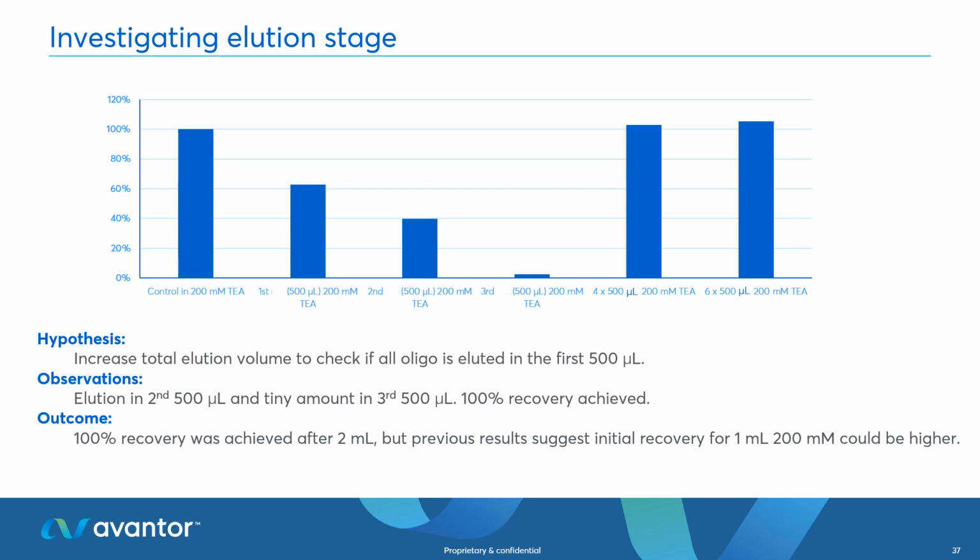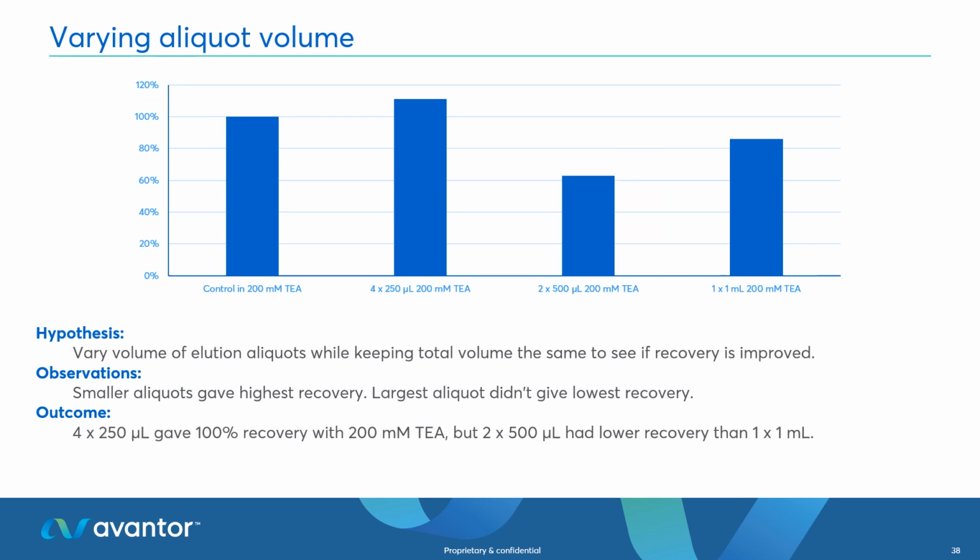If we have 4 lots of 500 microliters of 200 millimolar, we can see that we get pretty much 100%. Moving to 6 times 500 microliters, we still end up at 100%. So this would suggest very strongly that multiple elutions would be better in this case. And just to further emphasize this point, here we can see the difference between eluting 4 times 250 microliters versus 1 by 1 mL. And we can clearly see that doing 4 lots of elution gives us better recovery overall on that final elution step for that oligonucleotide.